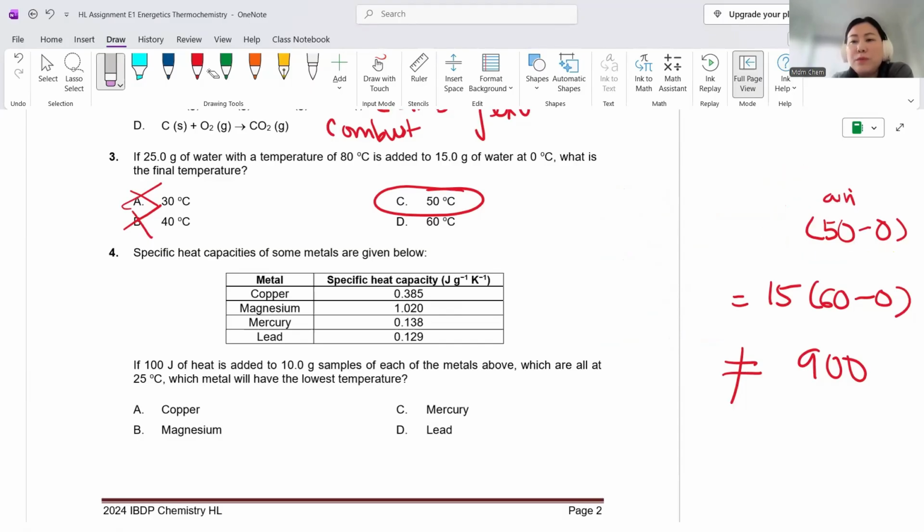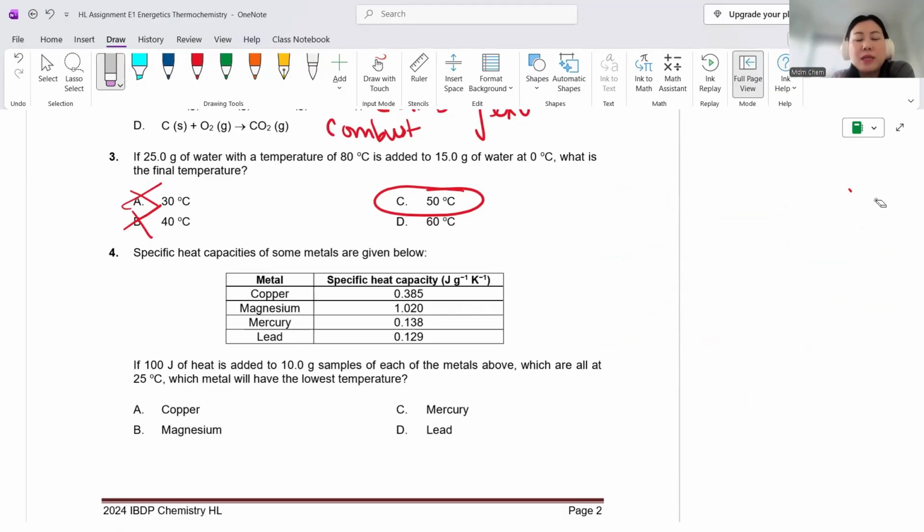For question 4, you are given some metals with specific heat capacity, and they ask you: this amount of heat is added to 10 grams of sample, which are all at the same initial temperature. Which one will end up having the smallest temperature change? Can you put in the word change? You must have the smallest temperature change.